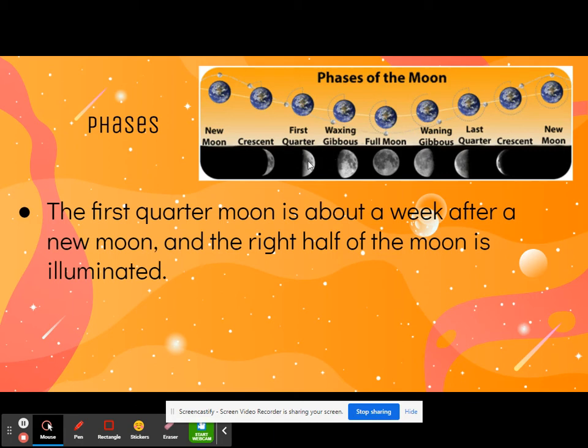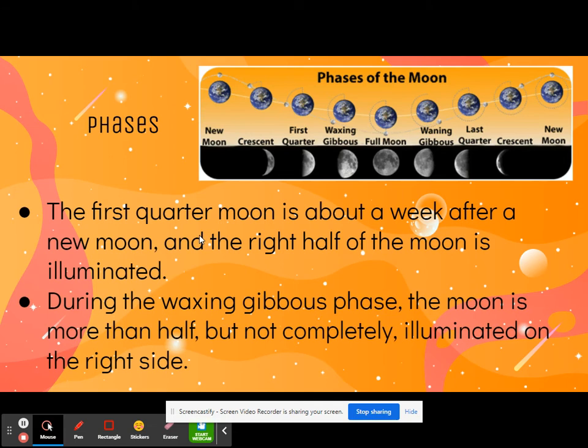Then, in between the quarter and the full, you have what's called the waxing gibbous. It's more than half, but it's not completely full, and it's illuminated on the right-hand side. Remember, if it's on the right, it's waxing. Okay? Wax on, wax off, wax on.